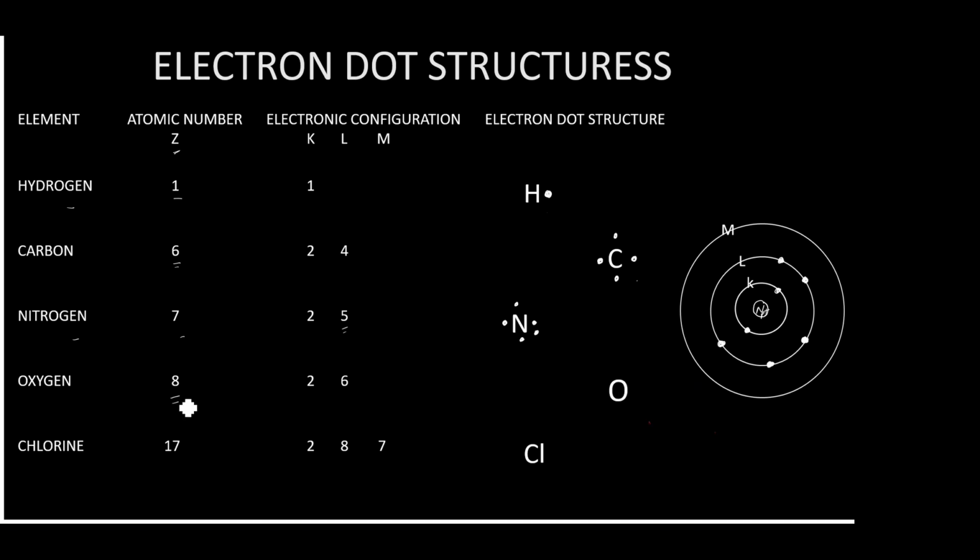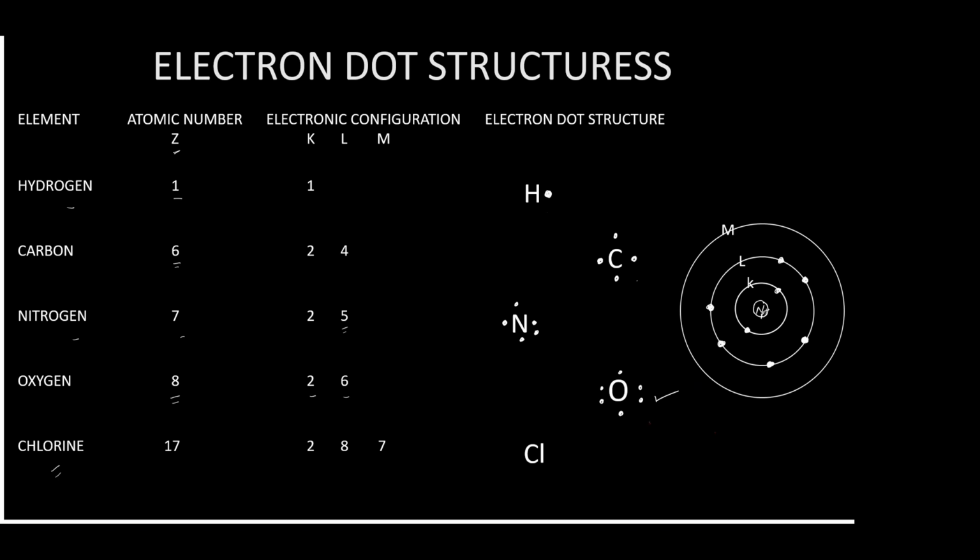Oxygen. The atomic number of oxygen is 8. The electronic configuration is 2 and 6. The K shell contains 2 electrons and the L shell contains 6 electrons. So the valence shell electrons are 6 electrons. These electrons are shown by dots in the oxygen atom. So this is the electron dot structure, or Lewis dot structure, for the oxygen atom.